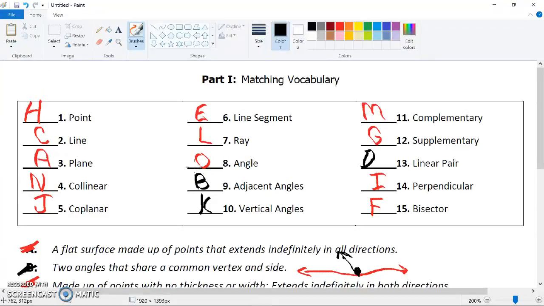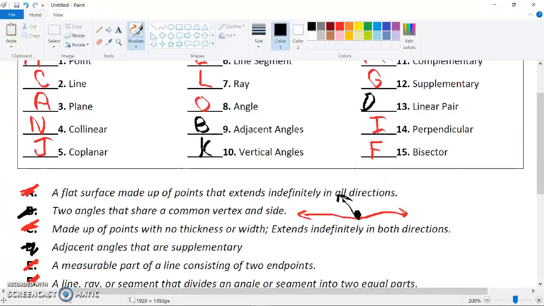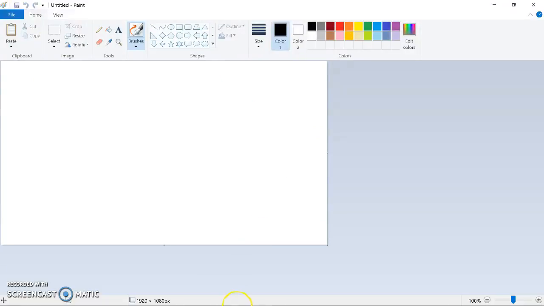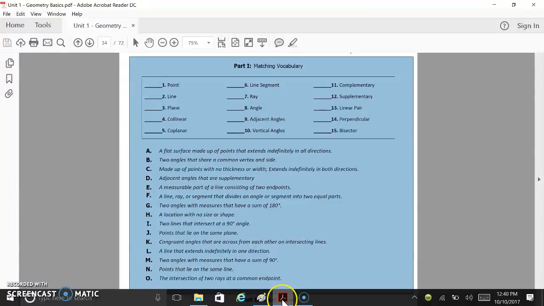Again, go through the ones that you know how to do first and that you know are for sure correct, and then try to figure out the other ones that may give you trouble. But vocab shouldn't give you any trouble at all. All right, let's continue with the next part.